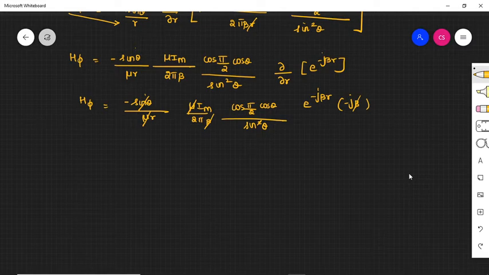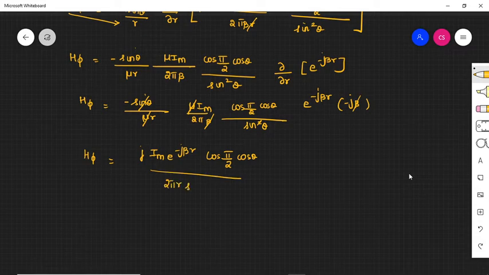Now this is just the magnitude of your magnetic field value. So minus of minus becomes plus. I'll write the j forward, so it means it is an imaginary term. So it is j Im e power minus j beta r, and we have cos of pi by 2 cos theta divided by 2 pi r and 1 sin theta divided by 2 pi r sin theta.